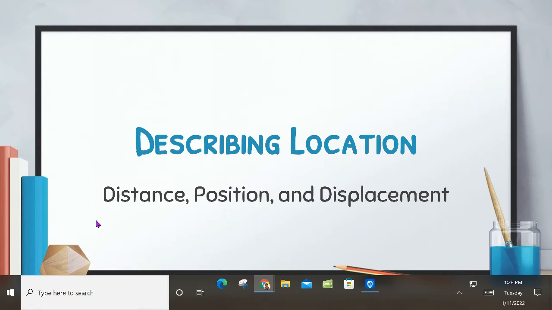Right, so at this point, we are going to describe location using three terms: distance, position, and displacement. And having an understanding of distance, especially distance and displacement, will help us when we are calculating speed versus velocity. Okay, so let's go ahead and get started.